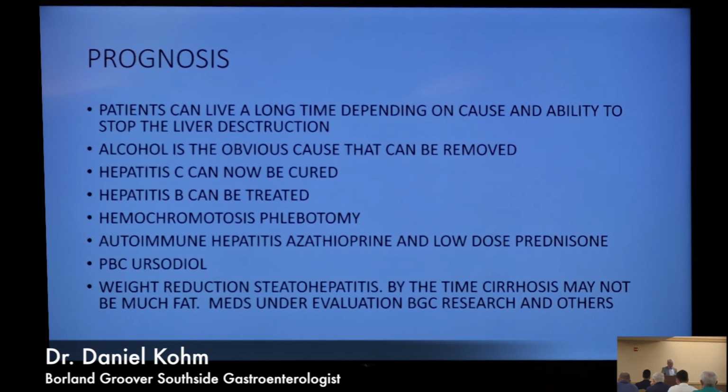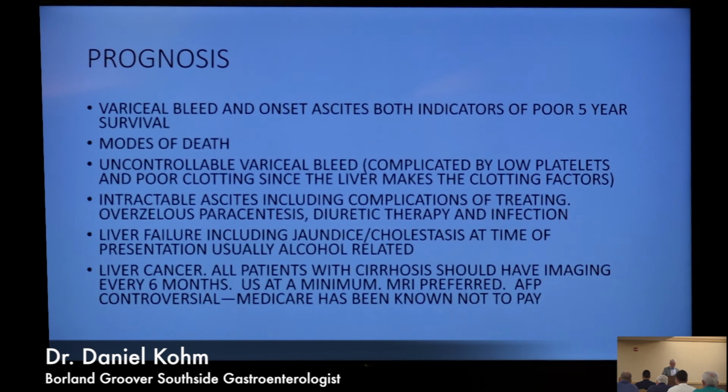But anyway, all right, so what's the prognosis? Well, obviously, if you can stop the damaging process, that's going to be helpful. So alcohol is the most obvious thing you can stop, and a lot of patients actually will. Patients who do, I've had live many, many years. You'd look at their blood test, you would not know they were cirrhotic, but you look at their CAT scan, and sure enough, they are. Hepatitis C, of course, can now be cured. Hepatitis B can be treated.